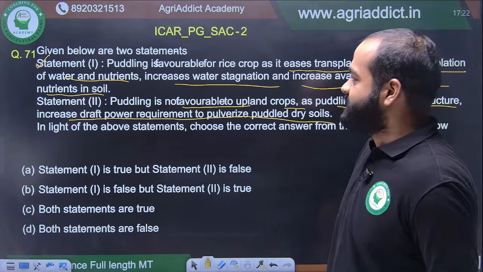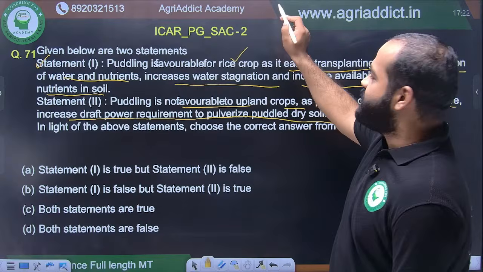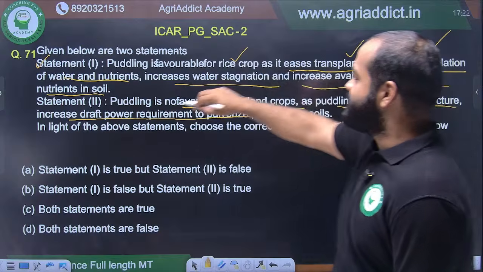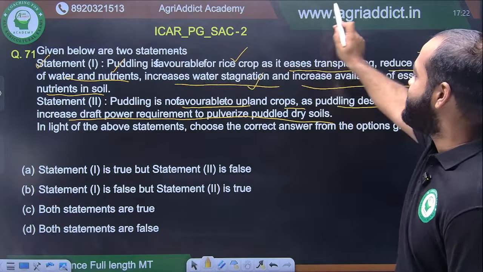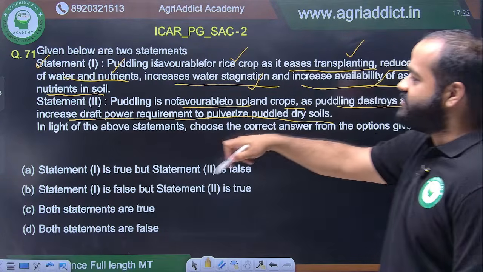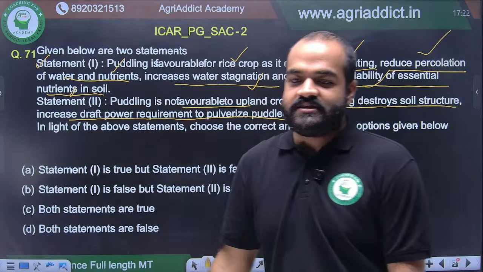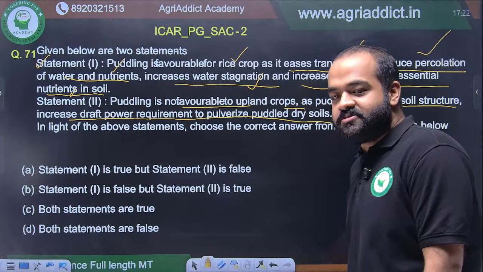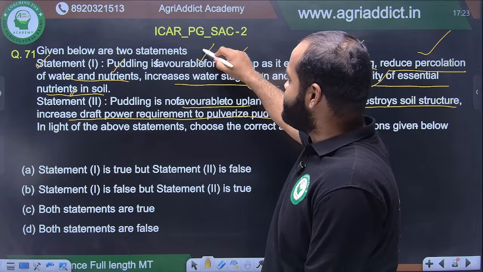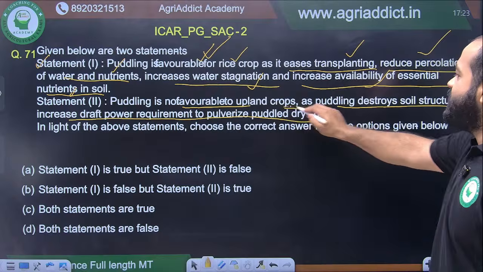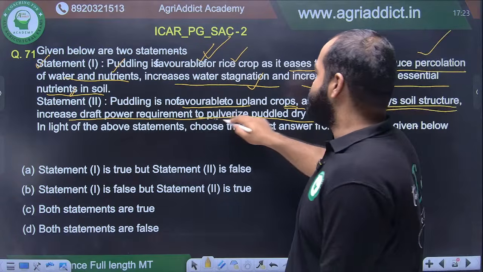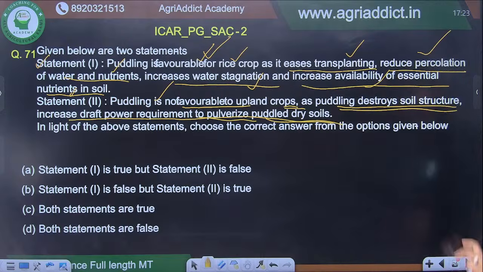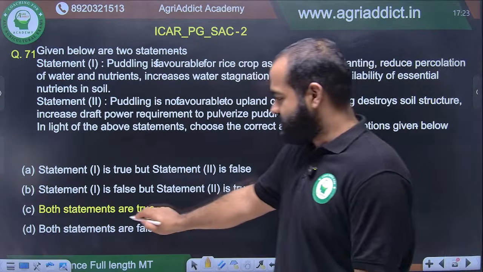What do you think? Puddling is favorable for rice crop, so that is fine. As it eases transplanting, also fine. Reduces percolation of water and nutrients is also right. Increases water stagnation is also fine. Increases availability of essential nutrients in soil is also fine, because we know that due to submergence the pH moves towards neutrality and the availability of essential nutrients increases. So this is correct. Puddling is not favorable for upland crops because it destroys soil structure and increases draft power requirement to pulverize puddled dry soils. This is also correct. So we have option C here. Both statements are definitely true.